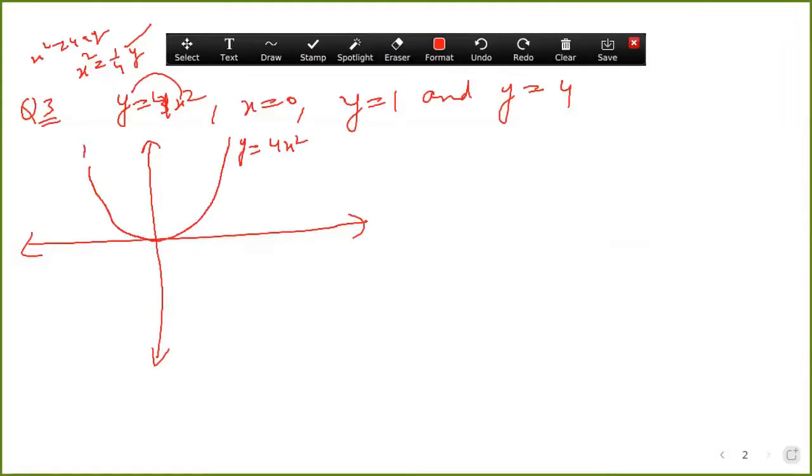Now the lines, x is equal to 0 means y-axis, and y is equal to 1. Suppose 1 is this one, then y is equal to 1 line will be this one.